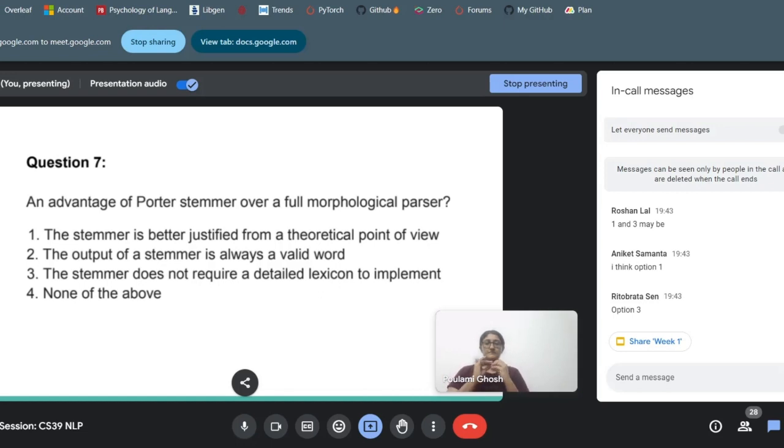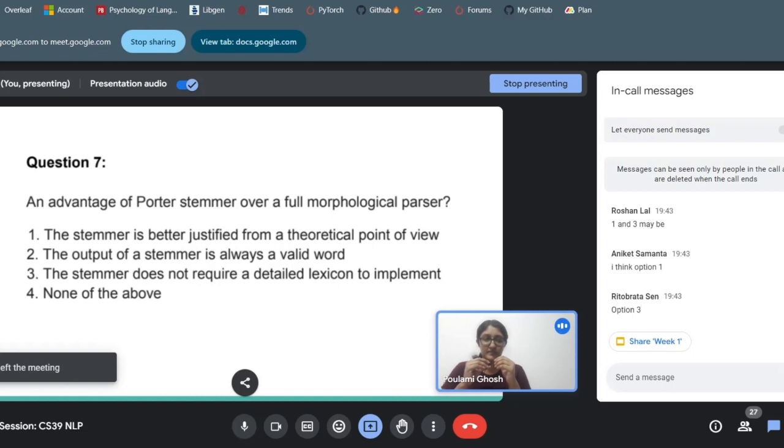Ma'am, for a stemmer, there is no need of a vocabulary or a dictionary. It just randomly chops words. Okay, so that's why it is an advantage, I guess. And how would you justify this? You're saying option three is correct and the rest are incorrect, right? Yes, ma'am, the rest are disadvantages. So how about option two? Why is that not a point to agree on? Because it is not always a valid word, the output of a stemmer. Right, right. Okay.